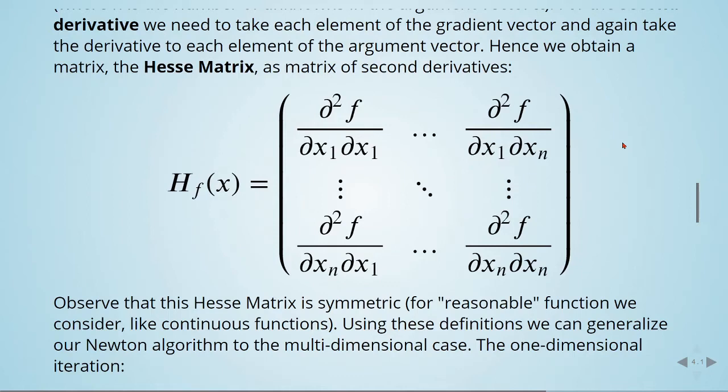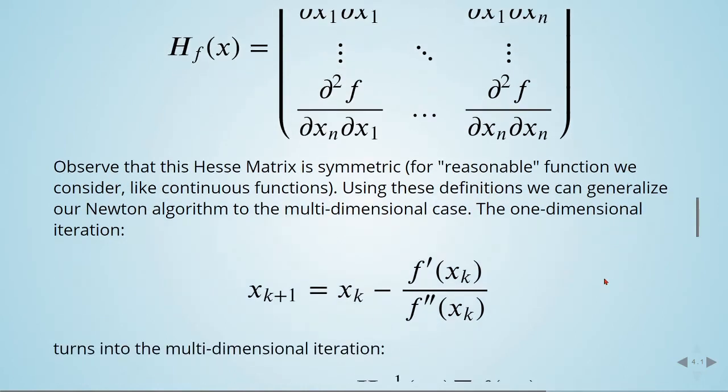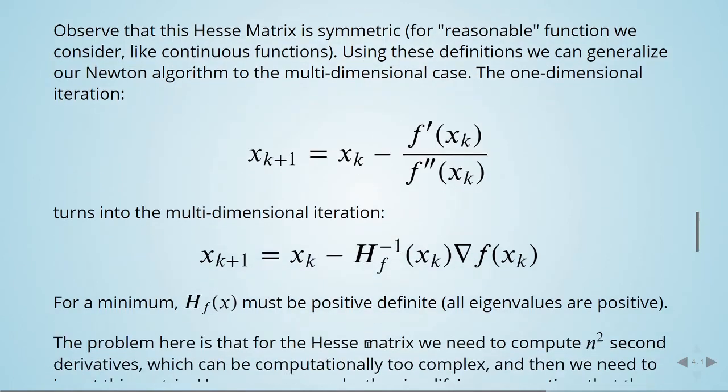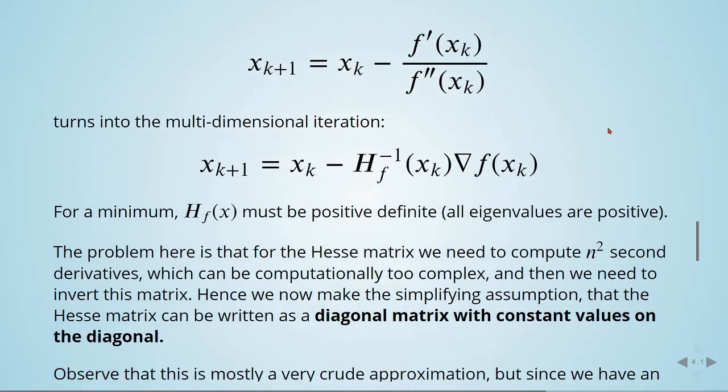And using these definitions, we can generalize our Newton algorithm to the multidimensional case. The one-dimensional case was given by this iteration here, but now it will turn into the multidimensional iteration. So this is not a number now, we're dealing with vectors. We see here the inverse of the Hesse matrix, and here's the gradient of the function, and these are our vectors. For a minimum, this Hesse matrix must be positive definite, so all eigenvalues are positive.